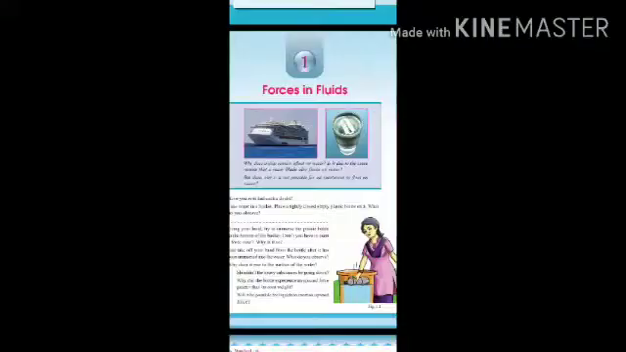Today we are going to learn our first chapter, forces in fluids. Do you know what fluids are? Liquids and gases are generally called fluids. And in fluids there are some forces acting on them. One of the forces is buoyant force. So let's have a look. What is buoyant force?